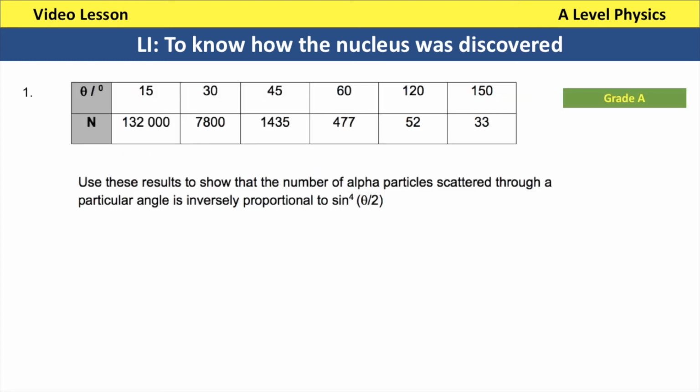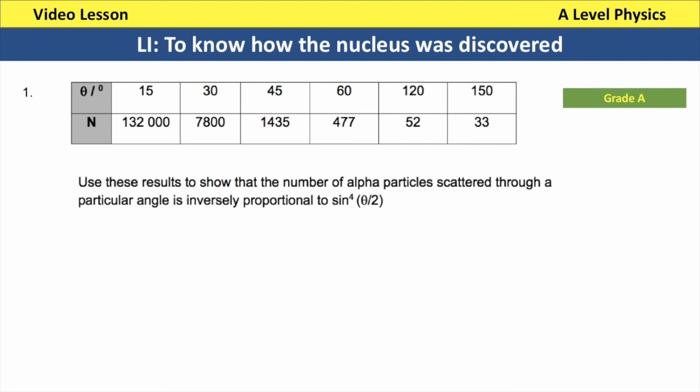Okay, grade A questions. What we've got here on the board is a set of results, the actual results obtained by Rutherford, Marsden and Geiger during the original alpha scattering experiments in 1909. We've got there the different angles that the detector was placed at and the number of alpha particles being detected at those points. You can see that they range quite drastically, 132,000 at 15 degrees down to just 33 at 150 degrees. We want to use these results to show that the number of alpha particles scattered through a particular angle is inversely proportional to sine to the 4 of theta over 2.